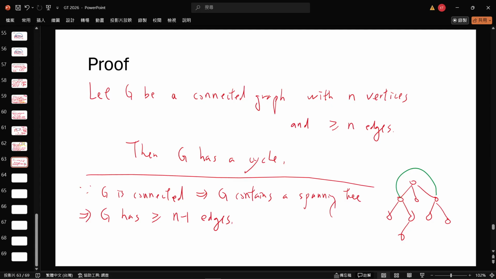Because this is a tree, meaning you can go from any vertex, using the edges on the tree, to reach any other vertex. For example, you can go from here and then use this edge and reach this one. So the edges on the tree already define a path between any two vertices. Now if you add one more edge between the start and the end vertices, it's like you close a path. Therefore you create a cycle.